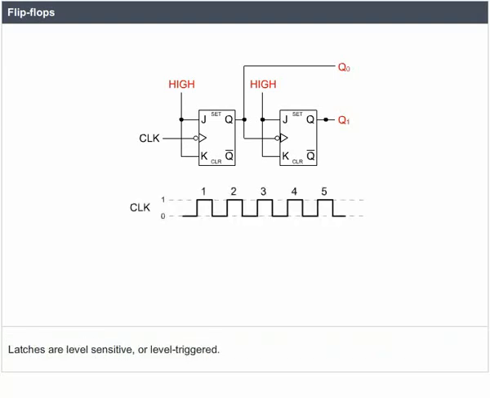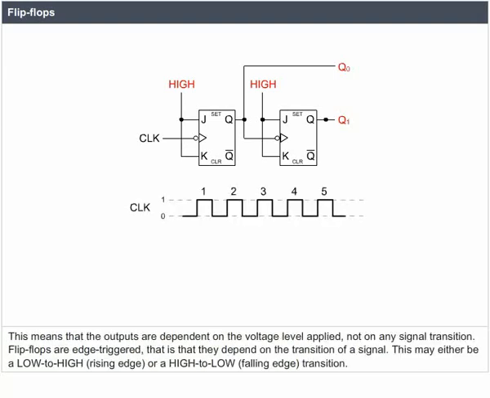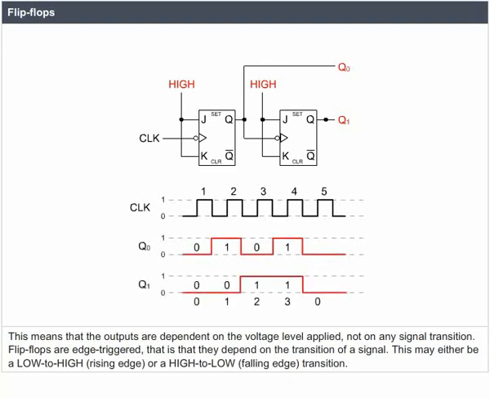Latches are level sensitive or level triggered. This means that the outputs are dependent on the voltage level applied, not on any signal transition. Flip-flops are edge-triggered. That is, they depend on the transition of a signal. This may either be low to high, a rising edge, or high to low, a falling edge transition.